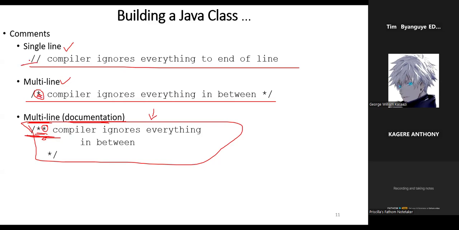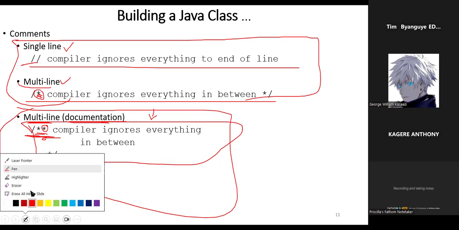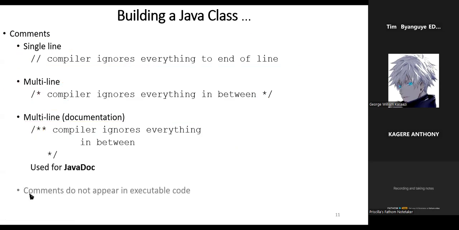So this is for us human beings. These two are for human beings, whereas this last one is for a sort of tool, if you want to call it that. Moving on. The tool is JavaDoc, but don't worry.